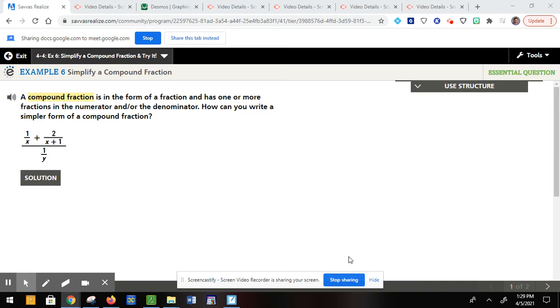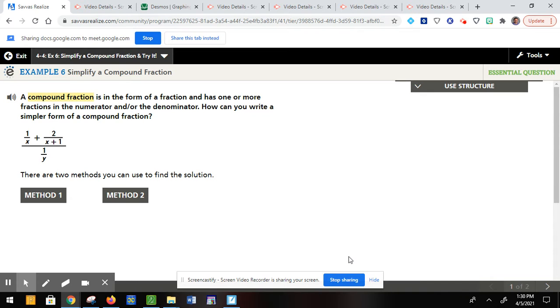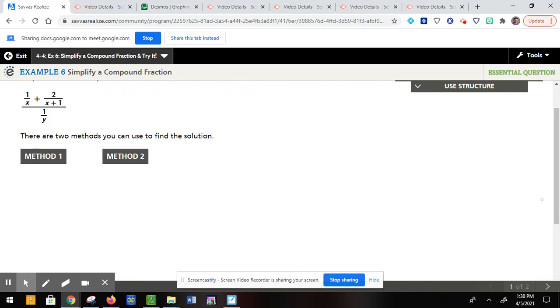All right, so example 6, last example. It's a compound fraction. Compound fractions are when you have fractions inside fractions, which ultimately you would never leave that way. It's considered unsimplified when you have a fraction inside a fraction. So we need to simplify this. There are two methods to do this. I'm going to go through both, and then you'll have one try.